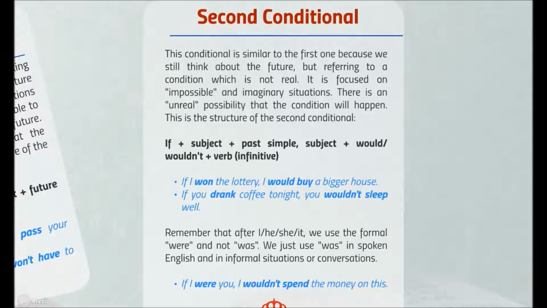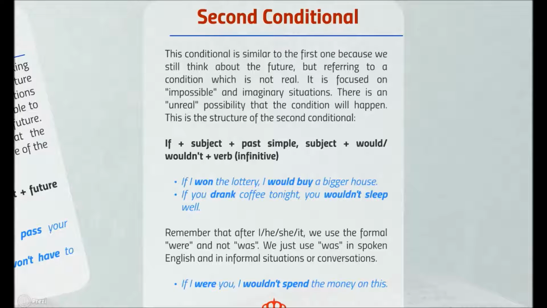This is the structure of the second conditional. If plus subject plus past simple, comma, subject plus would, wouldn't, plus verb in infinitive. If I won the lottery, I would buy a bigger house. If you drank coffee tonight, you wouldn't sleep well.